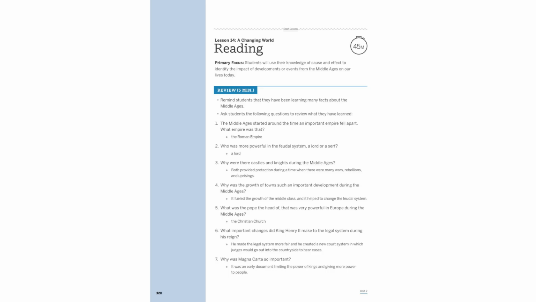The Middle Ages began with the fall of the Roman Empire. In the feudal system, lords held more power than serfs. Castles and knights provided protection during frequent conflicts. The growth of towns spurred the middle class and altered the feudal system. The Pope led the powerful Christian Church. King Henry II reformed the legal system, and Magna Carta limited royal power.